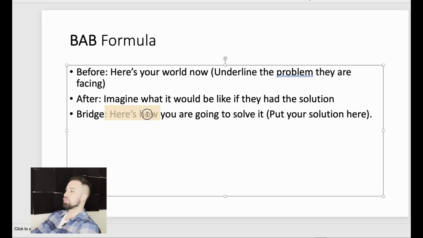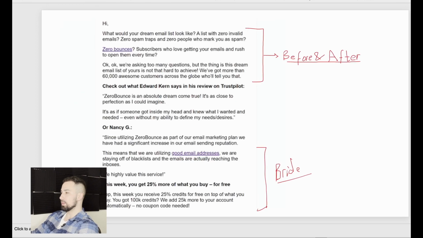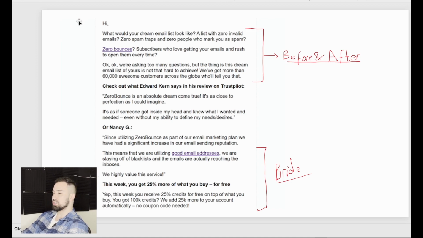And then we're going to bridge the gap. Here's how we're going to solve it. This is our product and service, and this is our solution. Let's take a look at an example. This is an email marketing example, but you can use this formula in Facebook ads as well. Hi. So the first thing, but they're using the before and after in conjunction here. Take a really good look here.